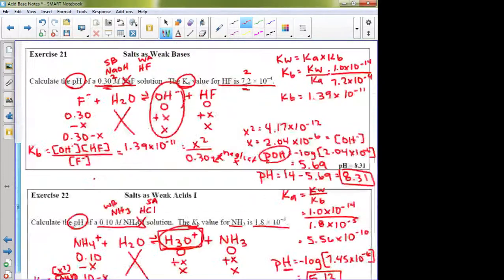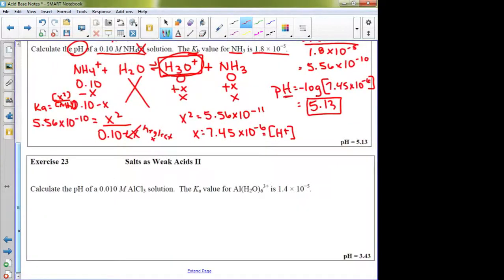Okay. Exercise 23 is more of the same, with the exception that it's going to be an acidic reaction and they give you Ka, so you can stick with the Ka. You didn't have to find Kb. I'm going to skip it. If you want to work it and then ask me if you got it right, you're more than welcome to. Hopefully you can send me a picture, and I will respond with whether you got it right or not.